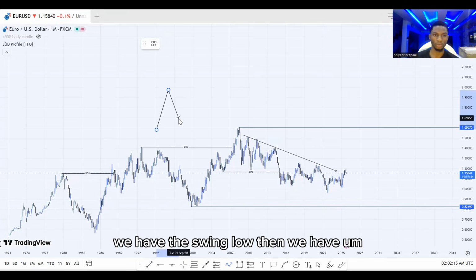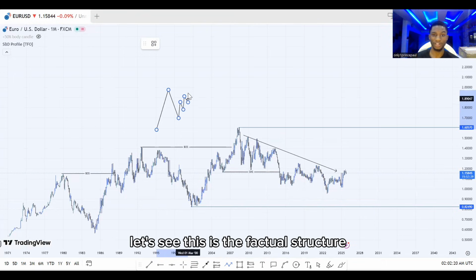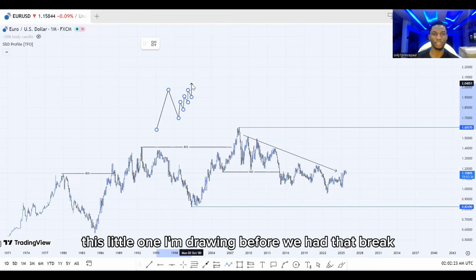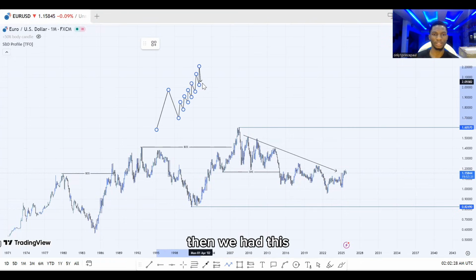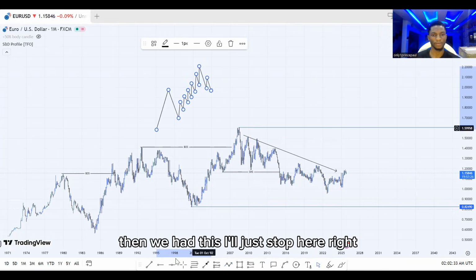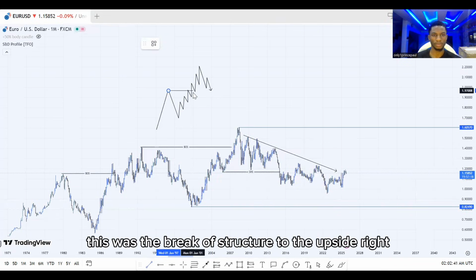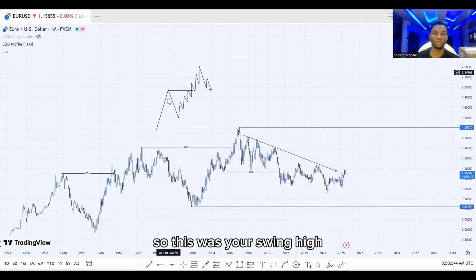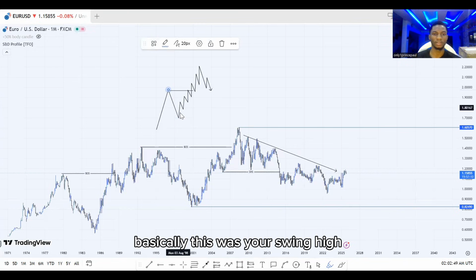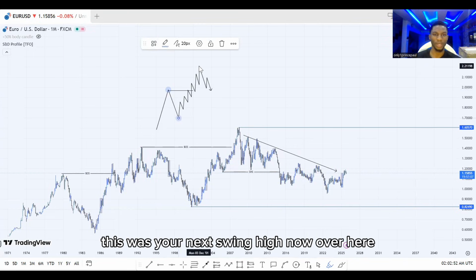Swing high, we have the swing low, then we have, let's say this is the fractal structure now, this little one I'm drawing. Before we had that break, then we had this, then we had this. I'll just stop here, right? So over here now was the break of structure to the upside. This was the break of structure to the upside, right? So this was your swing high. Basically, this was your swing high, just your swing low, because it's the next swing high.